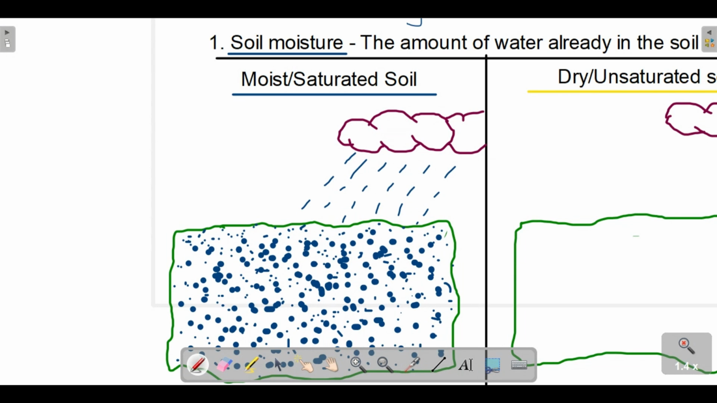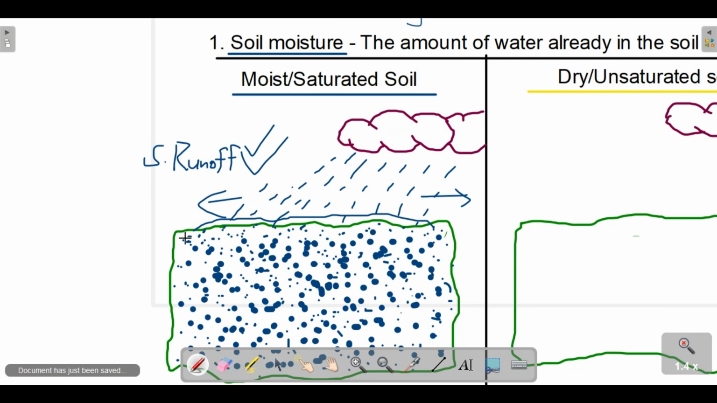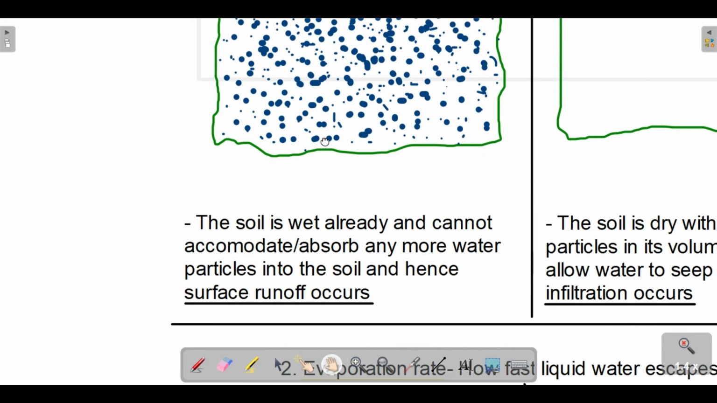Because there's no space at all for them to get through or infiltrate into the ground. And so because there's no space available, they become runoff. They become surface runoff. Okay, they do not infiltrate because it is already crowded inside the soil, right? So moist or saturated soil encourages surface runoff. So surface runoff is promoted when you have a saturated soil. Okay, so that's what we're saying.